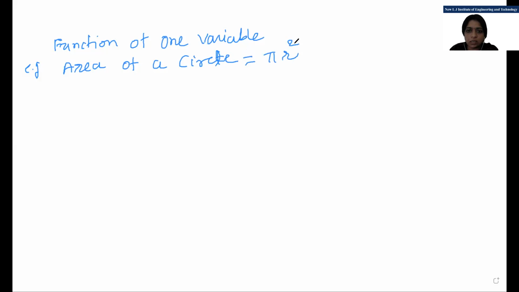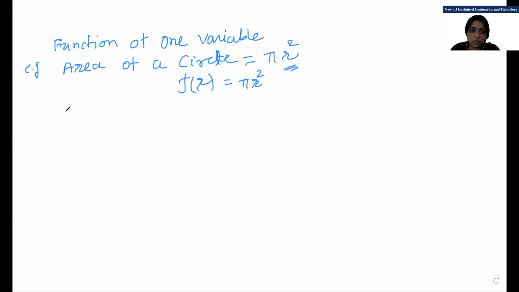In this formula, students, pi is constant and r is variable. So this area of a circle is our function, and in this function there is only one variable, that is r. So it means function of one variable. If anybody asks you to give an example of a function of one variable, you can easily say the area of a circle, pi r square. Another is the area of a square. In a square, length and breadth are both the same.